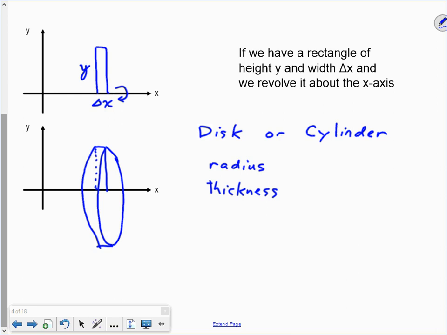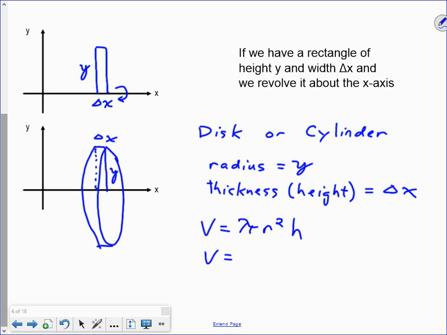So the thickness of the disc, or the height of the cylinder. The height of our cylinder is going to be delta x, which is still the thickness of the rectangle that we started with. The radius is going to be the height of that rectangle that we started with, that dimension right in there. So if we wanted to calculate the volume of this disc, the volume of the cylinder is just pi r squared h, or in this case, our radius is y, so this would be y squared, and our height would be delta x.